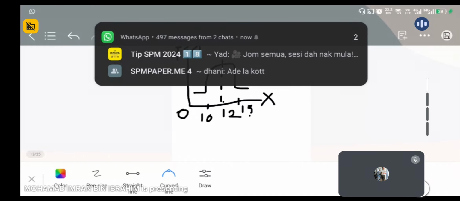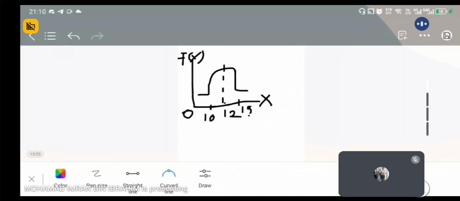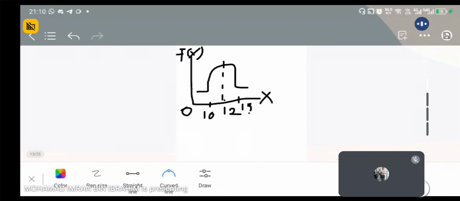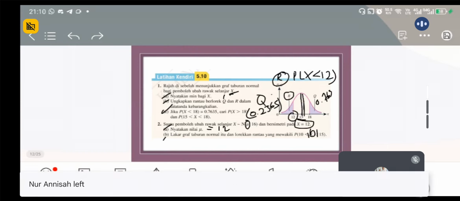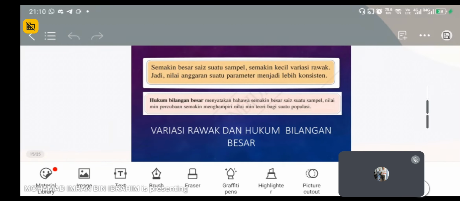Saksikanlah keseksaan saya. Whatever, guys. Okay, alright, that's it, guys. Okay, I think you guys can see that. I think so. This is how we have this up. Okay, alright. So we have done the C question. Okay, alright.